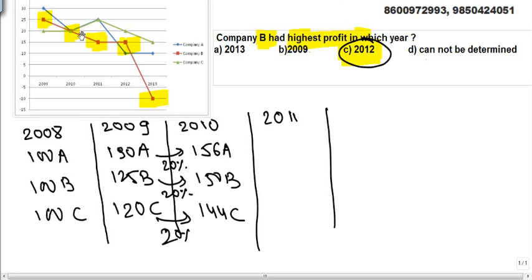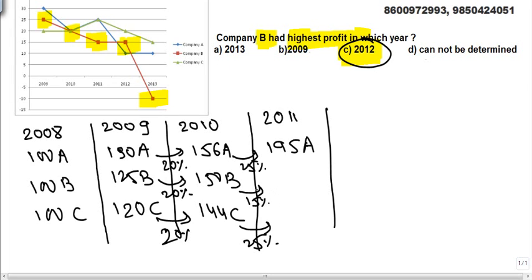2011, now A grew by 10 to 11. A and C grew by what? 25%. This grew by 25%. It's not reducing. This grew by 15%. I repeat, now A is growing by 25%, 1/4 of this. 1/4 of 156 is 39. It will become 195A.